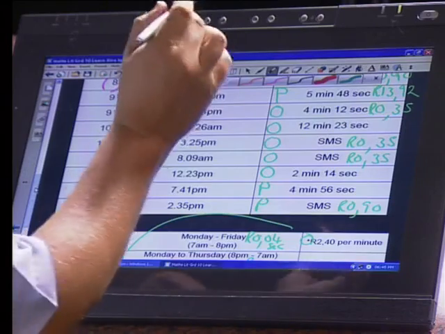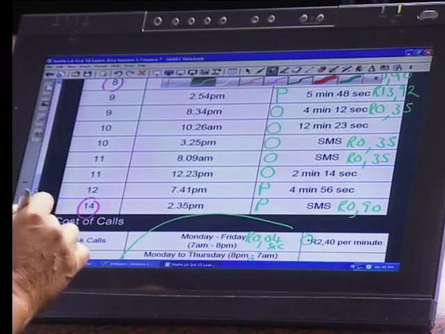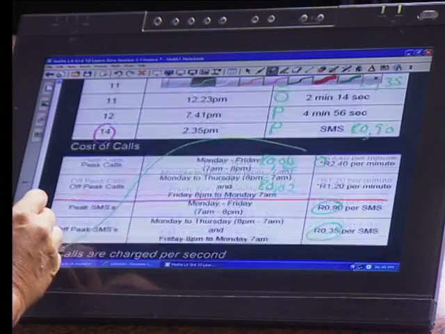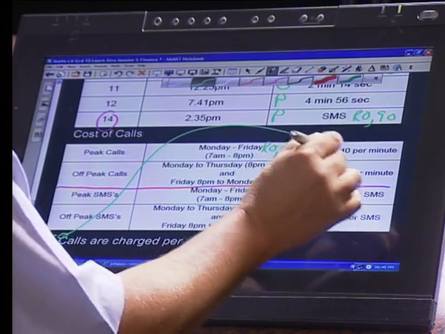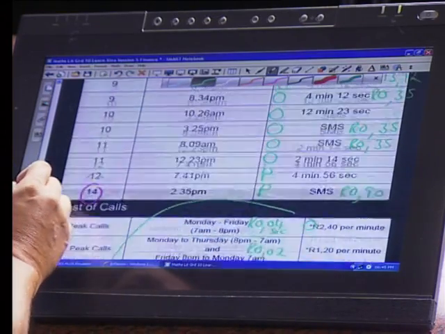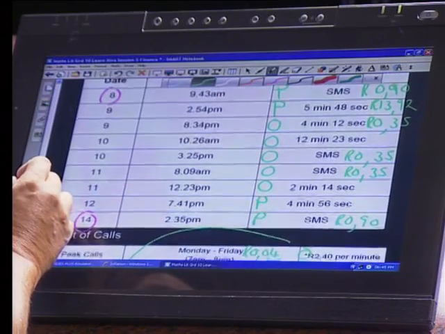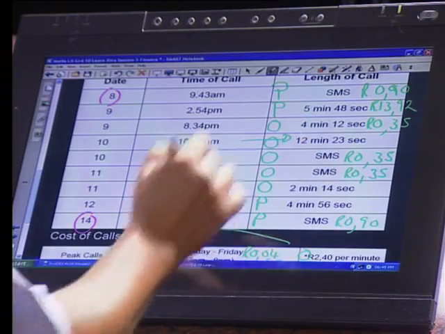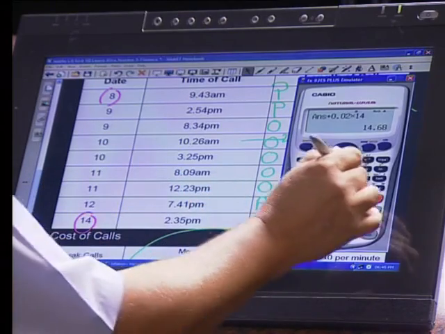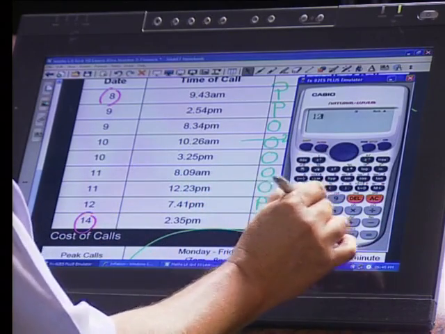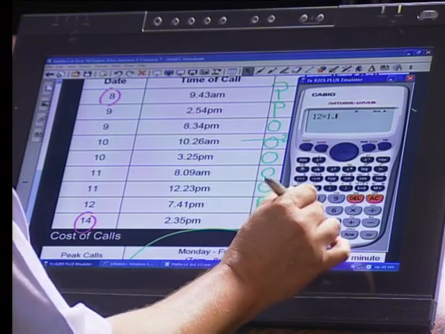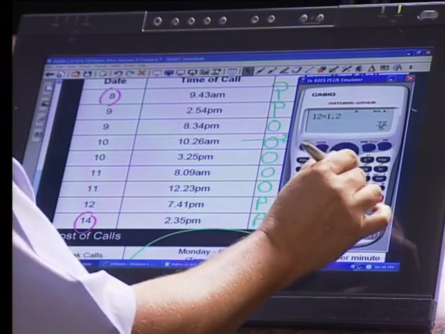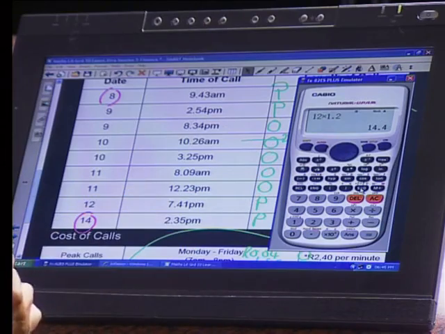So let's look here. For 12 minutes, 23 seconds, I'm talking, and it's during off-peak time. We notice from our table that every off-peak minute is 1 Rand 20. So for this one over here of 12 minutes, we're going to say, right, I am talking for 12 minutes and it's costing me 1 Rand 20 equals, there's my answer, 14 Rand 40.